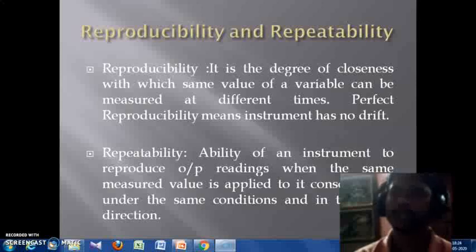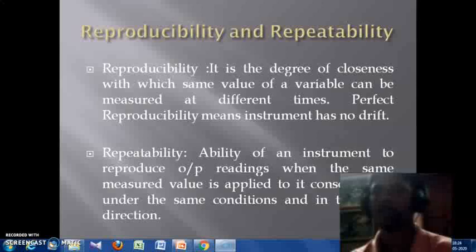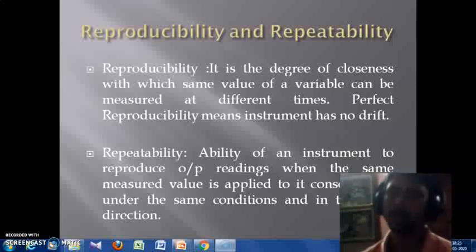Reproducibility is a degree of closeness with which the same value of a variable can be measured at different time. Perfect reproducibility means instrument has no drift. Suppose we are measuring a value of a particular variable today, then we are getting a value.